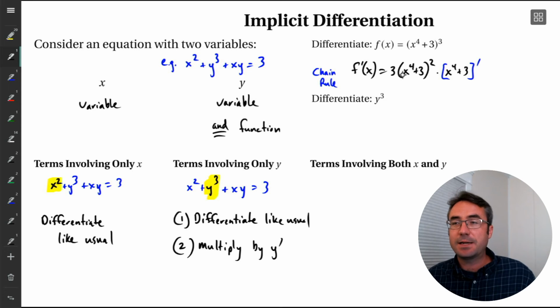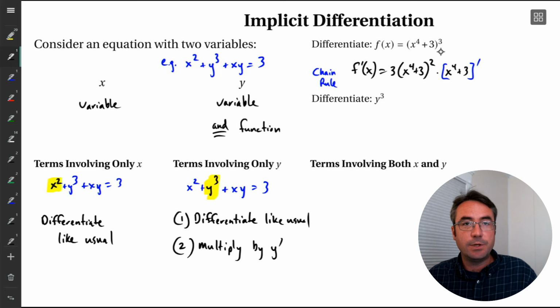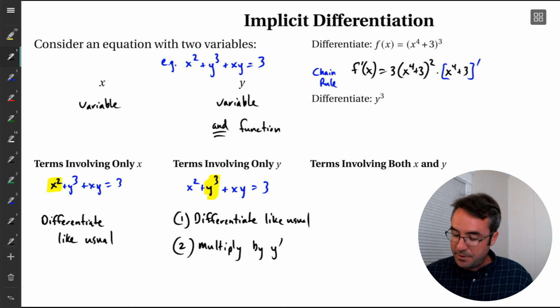So if we go back to this chain rule case, if we had this explicit function f of x, which was this composition, x to the fourth plus 3 raised to the third, what would we do? We differentiate the outer part and then multiply by the derivative of the inner part. Now, if we just had y cubed, we're really viewing this as a composition. We just don't have a formula yet for what y is. But the process is still going to be very similar.